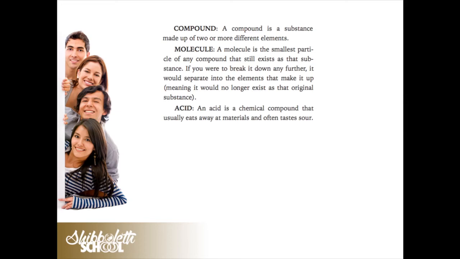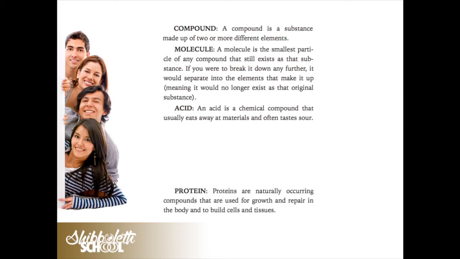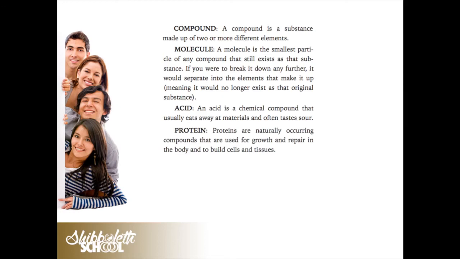Acid. An acid is a chemical compound that usually eats away at materials and often will have a sour taste. Protein. Proteins are naturally occurring compounds that are used for growth and repair in the body and to build cells and tissues. In other words, you need protein. It is the most essential macro food nutrient.